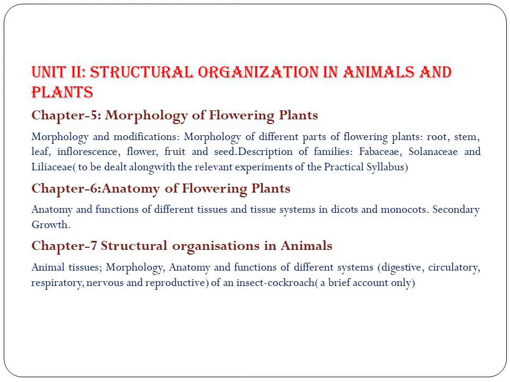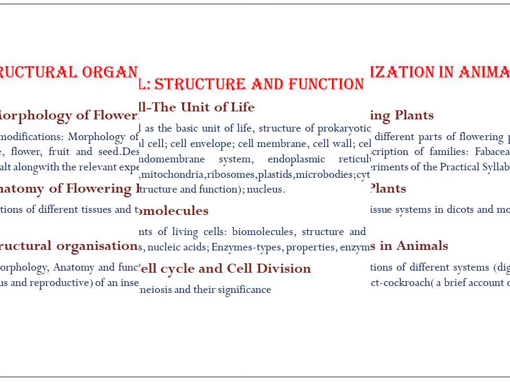In chapter 6, anatomy of flowering plants, we will learn about the anatomy and function of different tissues and tissue systems in dicots and monocots, and secondary growth also. In chapter 7, structural organization in animals, we will learn about animal tissues, and the morphology, anatomy and functions of different systems like digestive, circulatory, respiratory, nervous and reproductive of an insect, the cockroach.